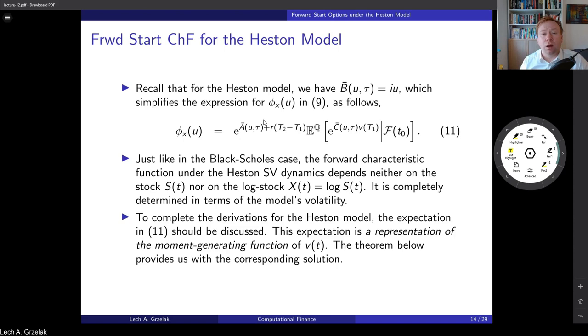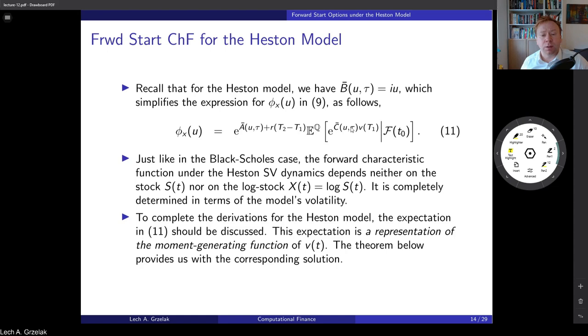In the affine diffusion models, the procedure of calculating those functions will be very similar to what is done for the Heston model. So if we go back here to this forward characteristic function, this is something that we should not worry about because it's outside the expectation. So it's not explicitly here. We have one more thing to calculate. We have an expected value under measure Q, and then we have an exponent of c.